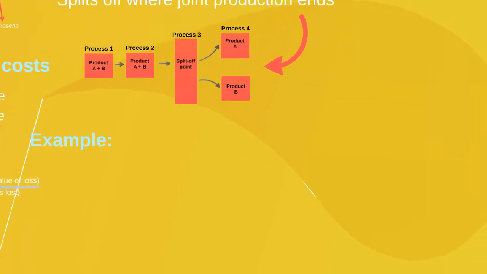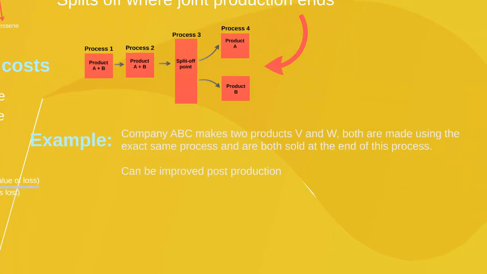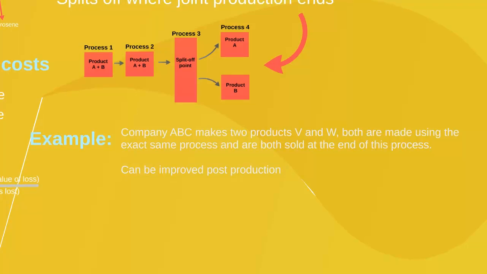So, let's look at all of this in an example. So we have a company, they make two products, product V and product W. Both are made using the same process and both are sold at the end of the process. So actually the process 3 on the diagram above is the end point, and they can both be sold after this. However, we can bring on an additional process 4, again to relate back to the diagram above, where they can be improved and thus sold for a higher price. But they can be sold without doing this.